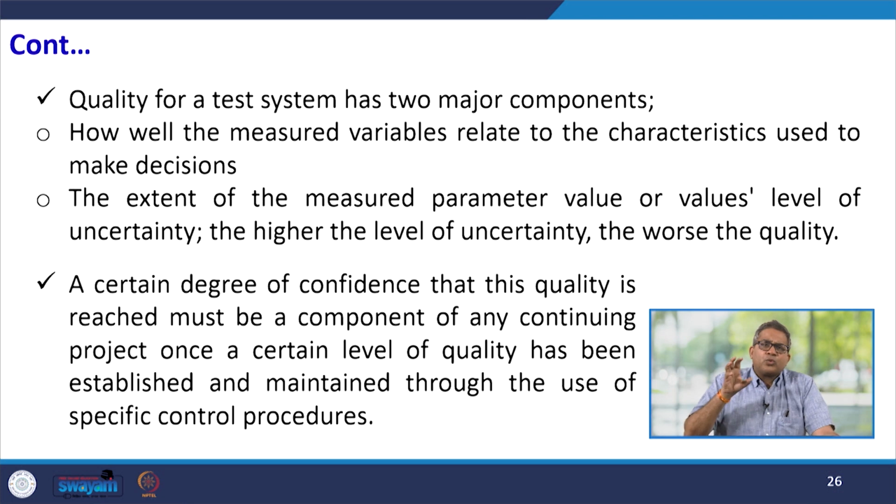Now, quality for a test system has two major components. One, how well the measured variable relates to the characteristics used to make the decision. And second, the extent of the measured parameter value or values' level of uncertainty. The higher the level of uncertainty, the worse the quality. A certain degree of confidence that this quality is reached must be a component of any continuing project once a certain level of quality has been established and maintained through the use of a specific control procedure.